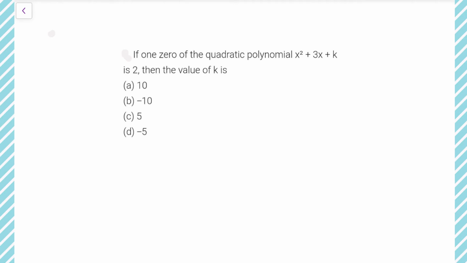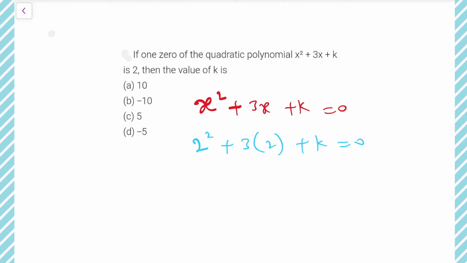So first, whatever the given polynomial is there, let us write that one. x square plus 3x plus k, and make it equal to 0. Now substitute 2 in the place of x. 2 square plus 3 into 2 plus k equals 0. 2 square is 4, plus 3 twos are 6, plus k equals 0.